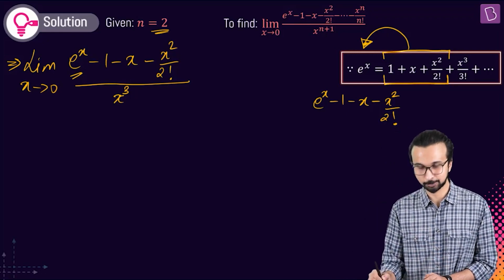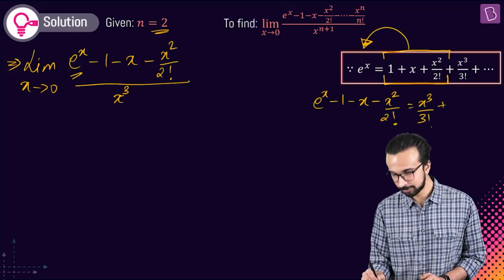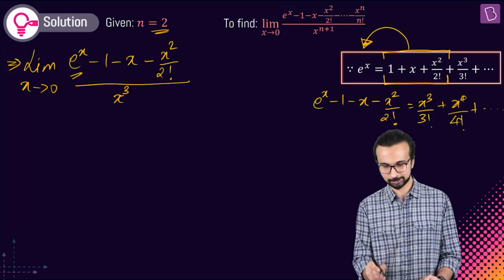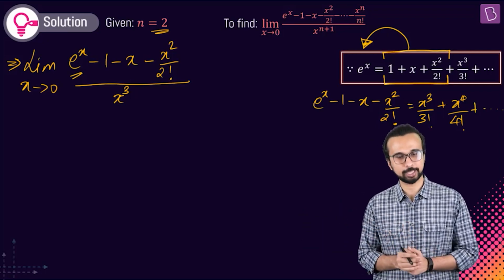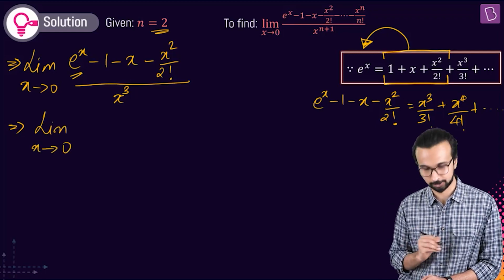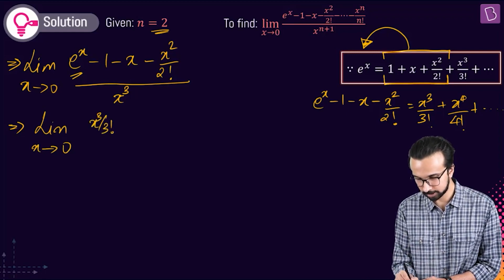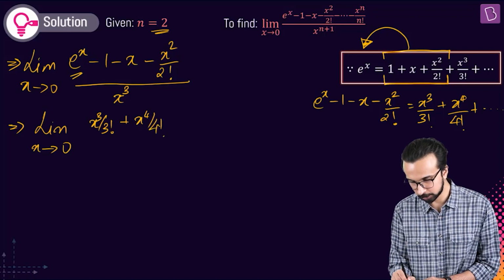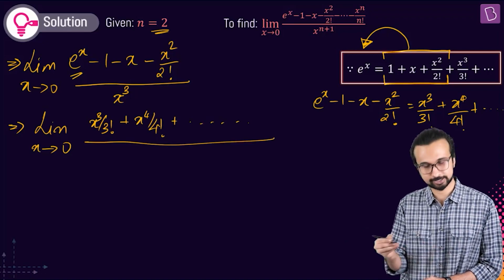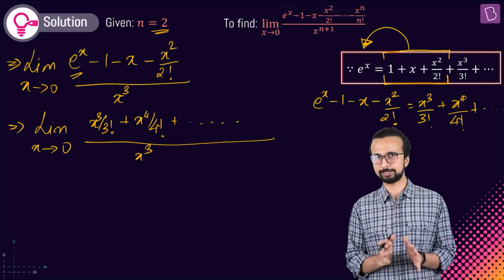So this is what we are looking for. Clearly this will be equal to x cubed by 3 factorial plus x power 4 by 4 factorial and so on. Understood? You just took the first 3 terms from the RHS, took them to the LHS. That is why this question is so very easy. So it becomes limit x tending to 0 of the numerator x cubed by 3 factorial plus x power 4 by 4 factorial plus x power 5 by 5 factorial onwards. This is an infinite series. Divided by x cube. Clearly there is some cancellation that's going to happen.